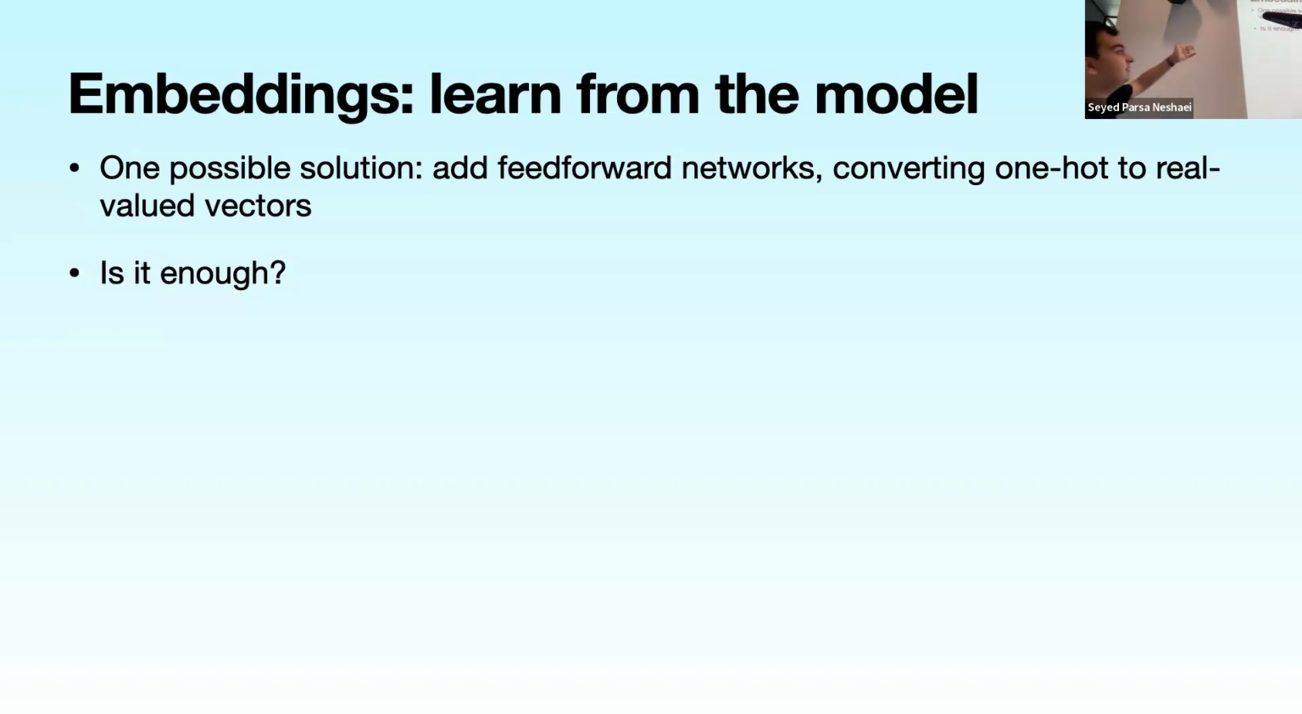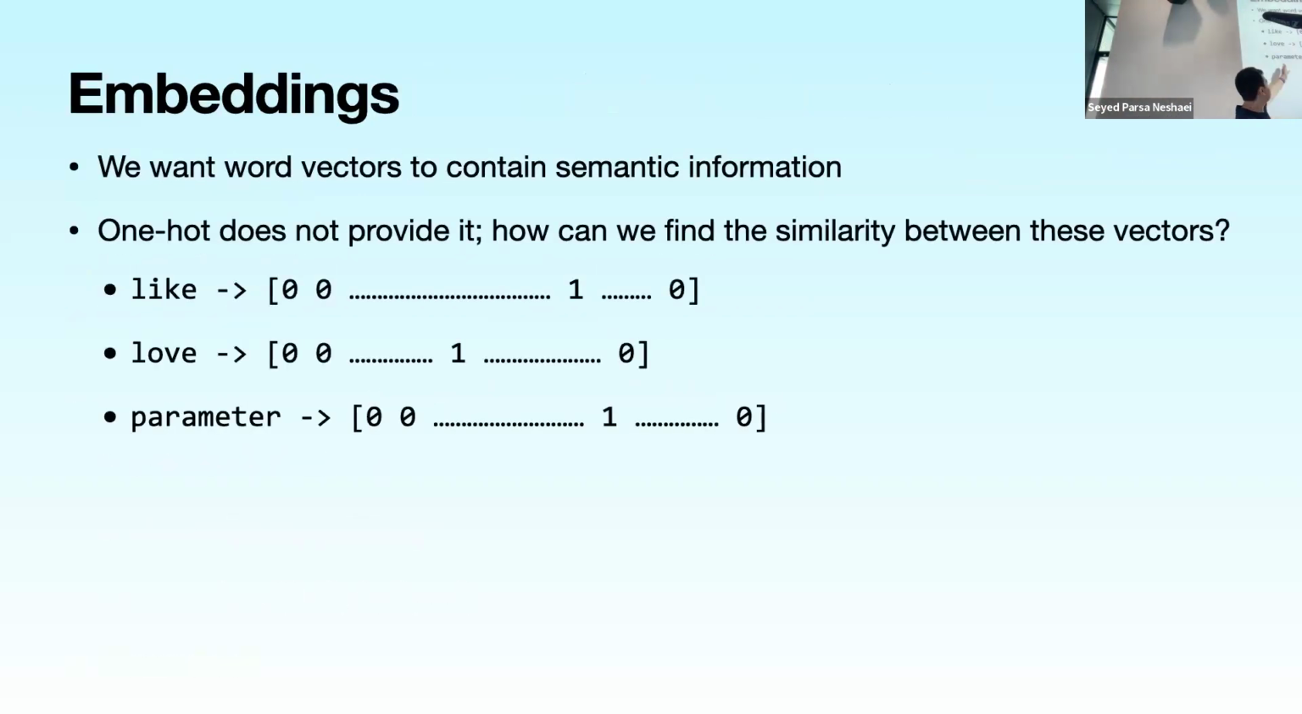So yeah, maybe you can say, oh okay, we would have the one-hot vectors, we would just add a feed-forward network to convert them to real-valued vectors before putting them into the transformer. This is not usually enough because the amount of text in our data sets is usually not enough for the model to learn good embeddings, to find good vectors for the mappings. For example, imagine the same example of like and love and parameter.